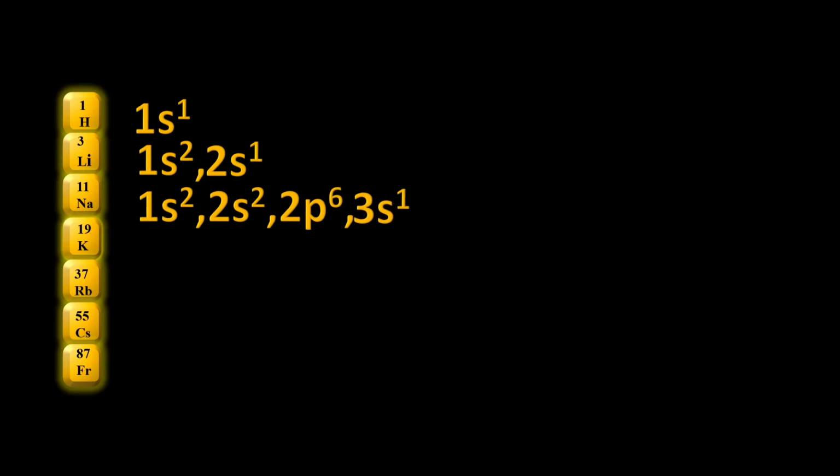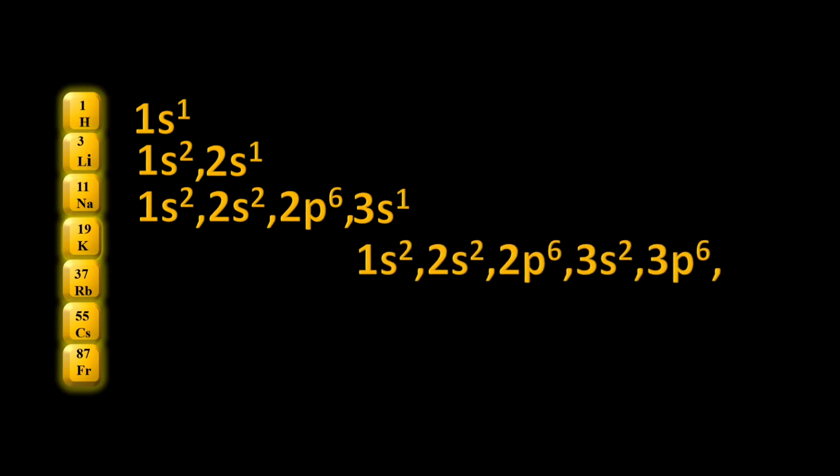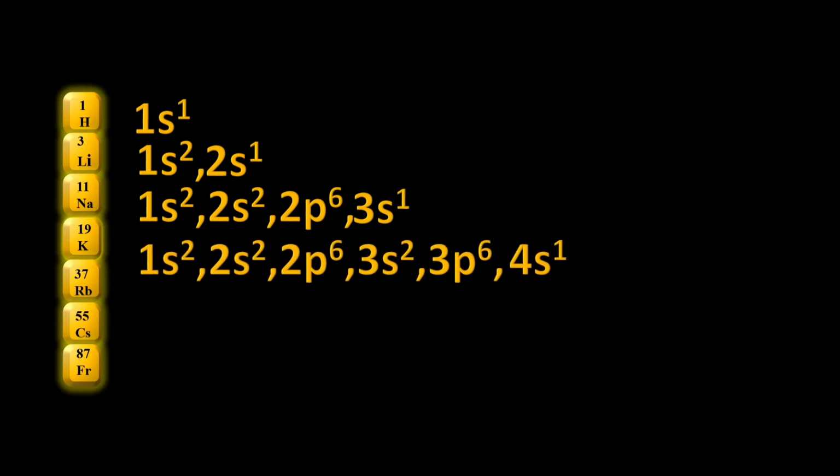Whereas coming to lithium, it is 1s2 2s1. That is, the first orbit is completely filled and the electron has entered the second, and in it there is only one electron, 2s1. And for sodium, it is 1s2, 2s2, 2p6, 3s1. The electron entered the third orbit and only one electron is there in that orbit. While coming to potassium, it is 4s1. Again, in the fourth orbit there is only one electron, in the s orbital. And again it is 5s1.